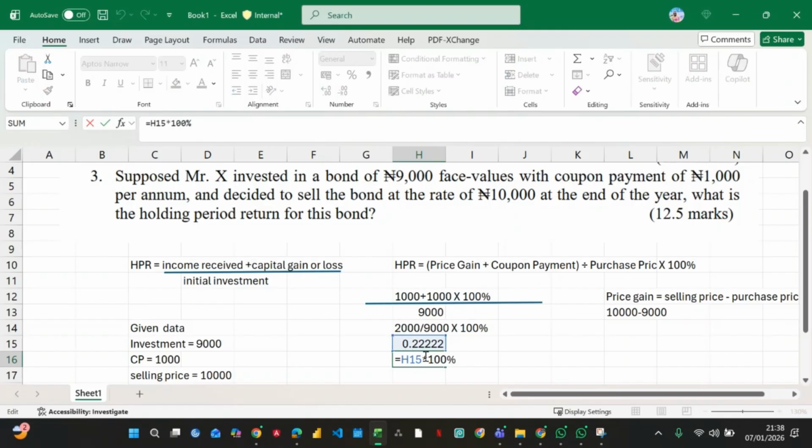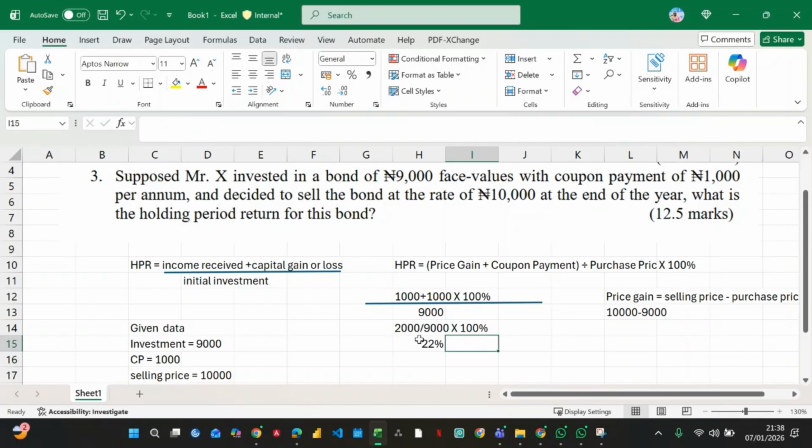What did I get? Since it's Excel, I change this value to percentage, then I now have this. So what I have here now is 22%. So that's the answer, 22%. If I add decimal points, like 2, then I have 22.22%. So that means you have answered this question.